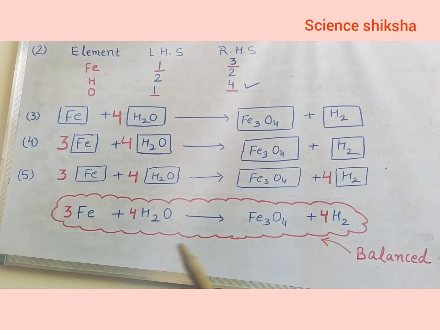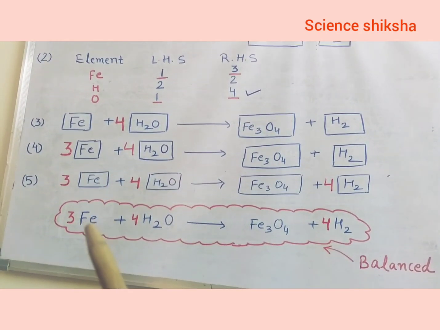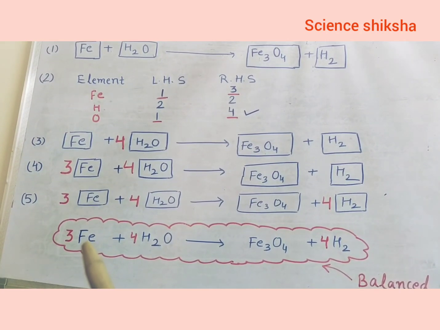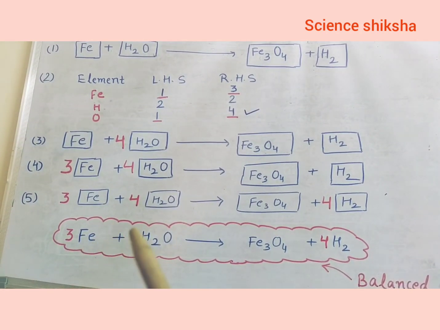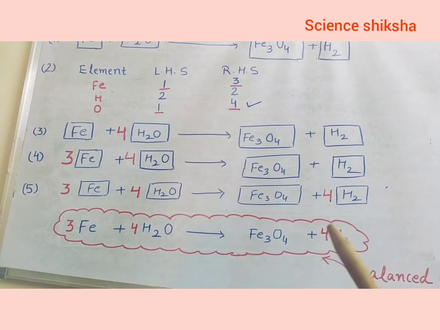So this is the balanced chemical equation in which all the elements have an equal number of atoms on the left hand side as well as the right hand side.